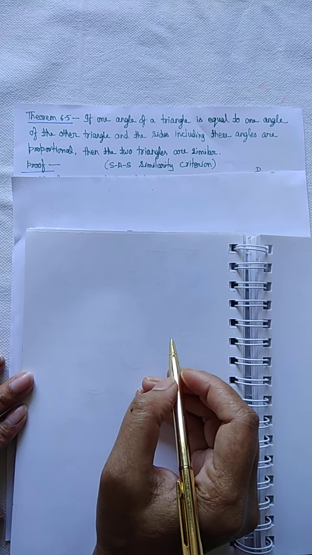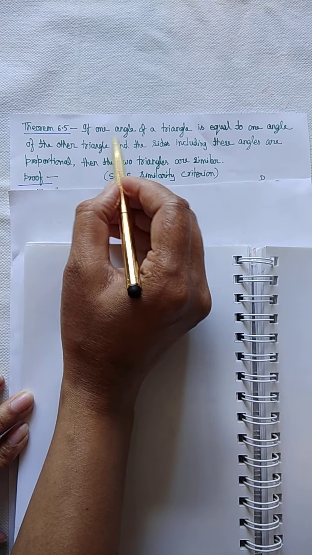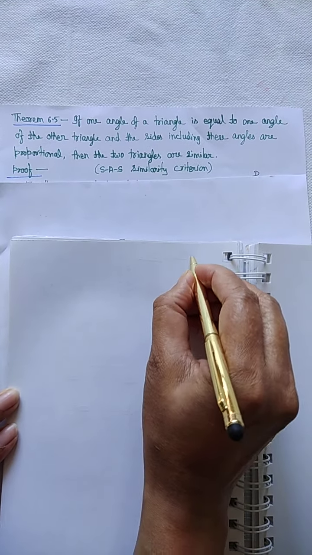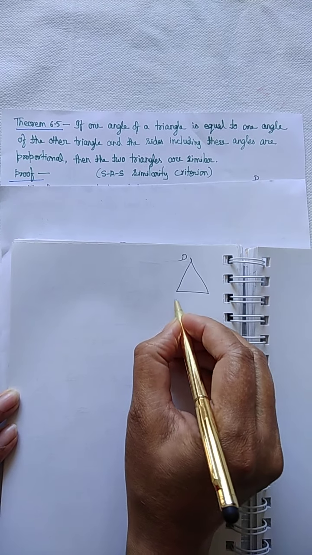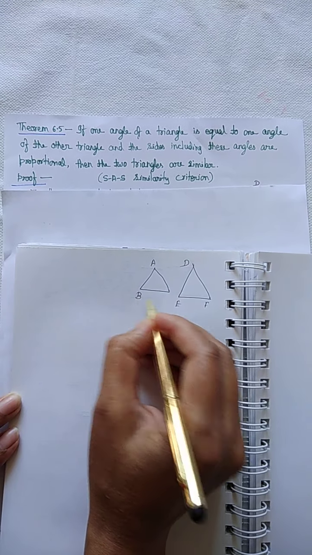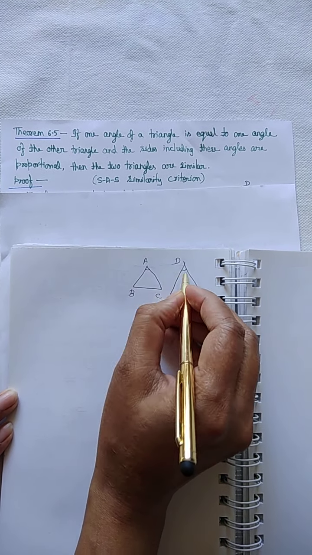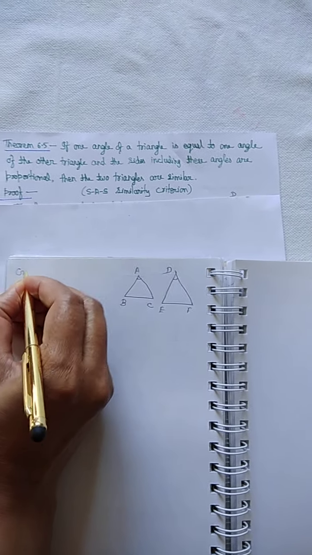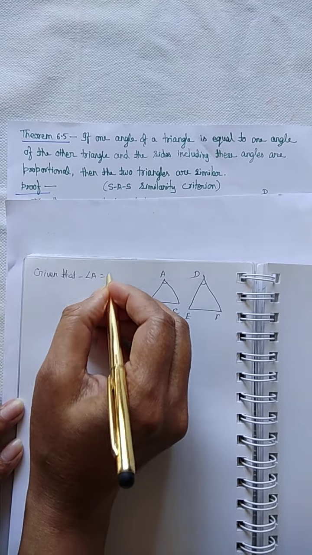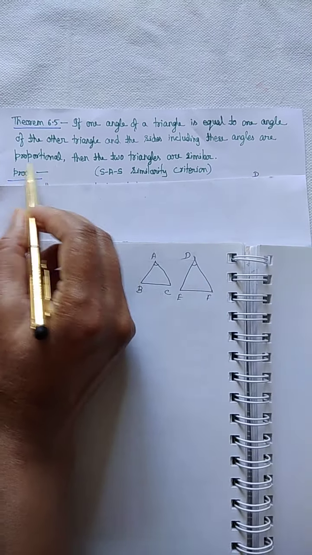Today I am going to explain another theorem, which is theorem 6.5 from triangles. If one angle of a triangle is equal to one angle of another triangle, means if we have two triangles like DEF and ABC. So it is saying that if two angles are similar, like it is given that angle A equals angle D, okay, and the sides that include these angles are proportional.